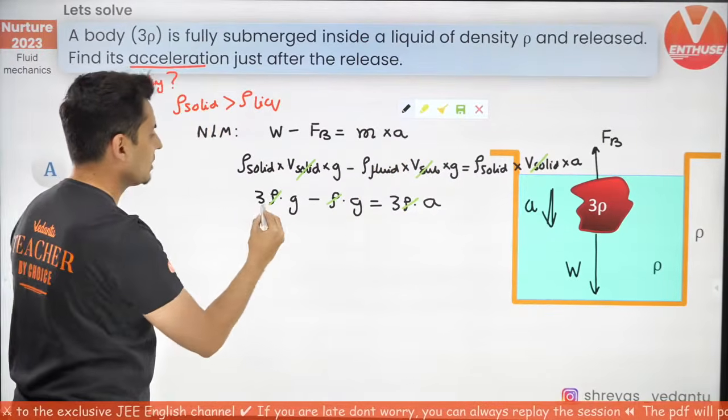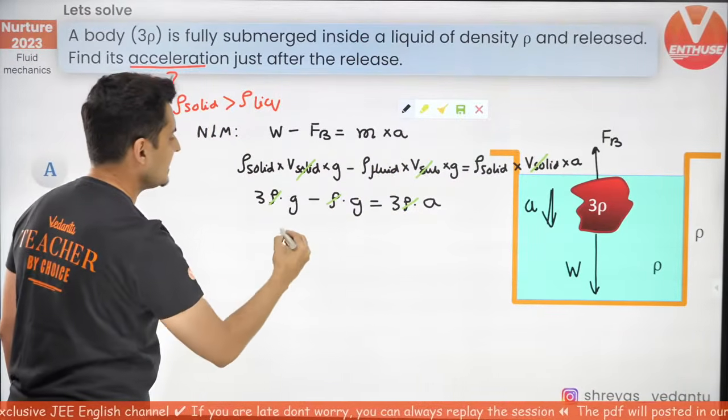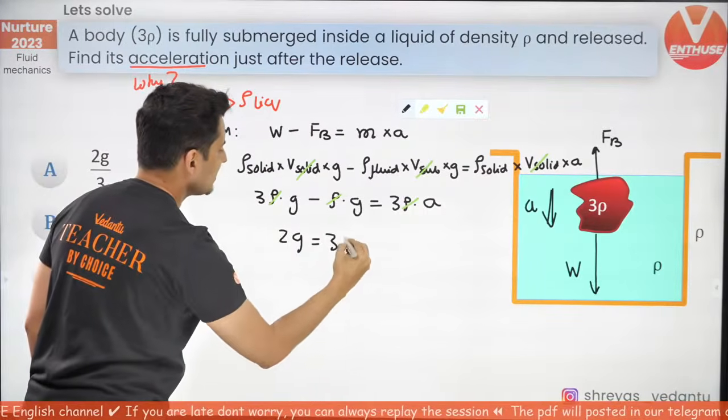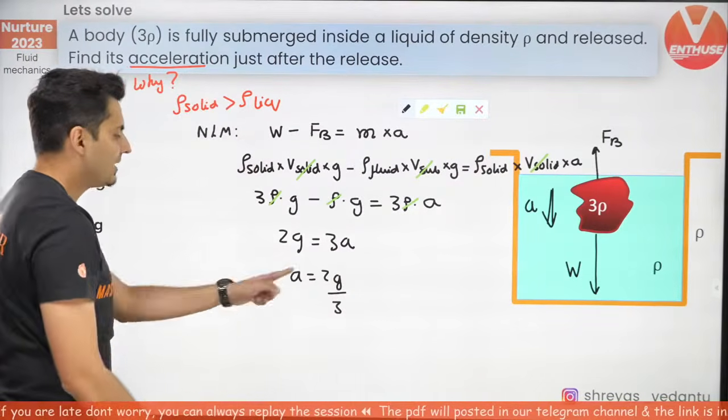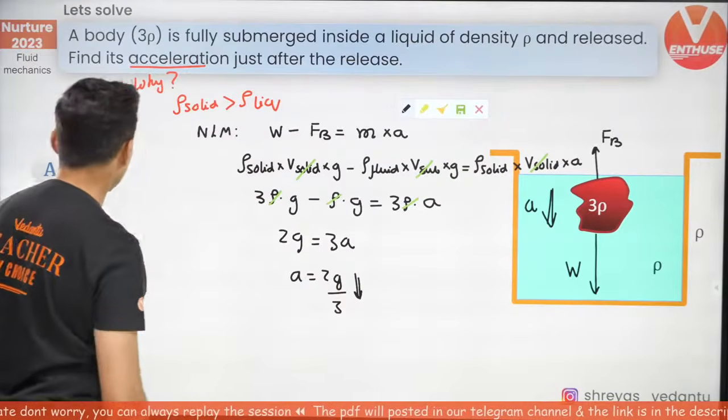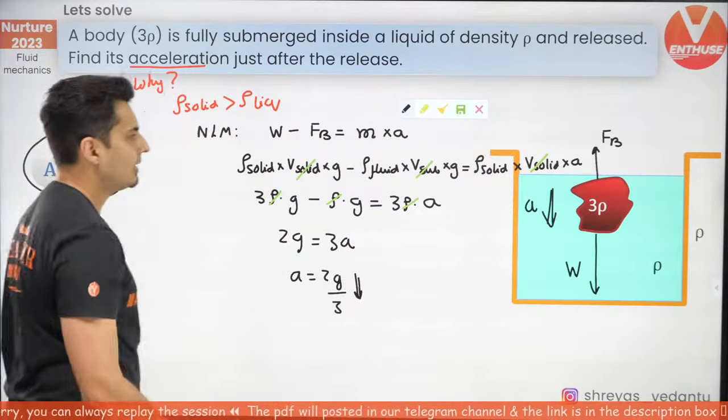So 3G minus G is nothing but 2G. So 2G is equal to 3A. So therefore A is equal to 2G by 3. So that's the acceleration of that body downwards, which is option A. Done, done, done.